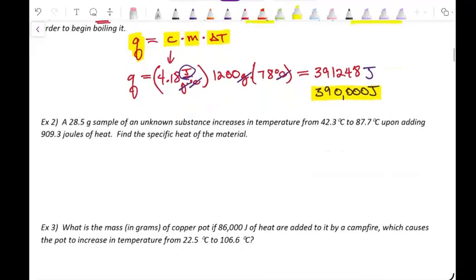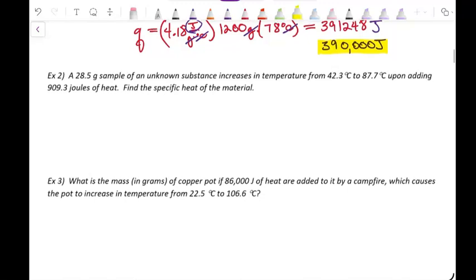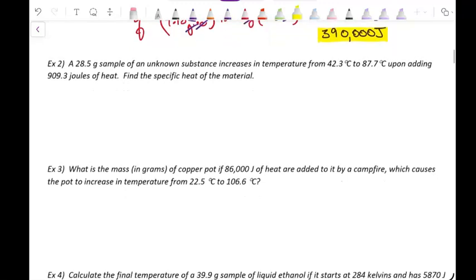All right, let's take a look at another one. This is a 28.5 gram sample of an unknown substance. Increases in temperature from 42.3 degrees Celsius to 87.7 upon adding 909.3 joules of heat. Find the specific heat of the material.